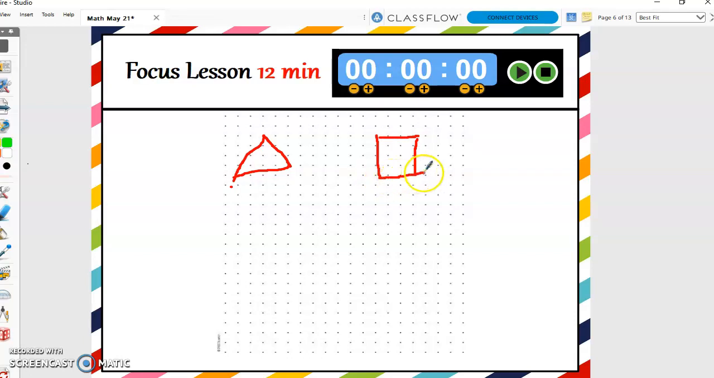And this one is a square. And we know that it is a square because it has 4 sides that are the same, and it has 4 right angle vertices. Okay. Then we went through and we drew a rectangle.